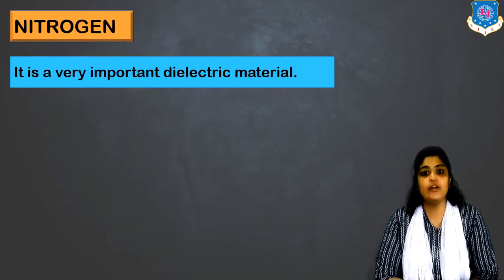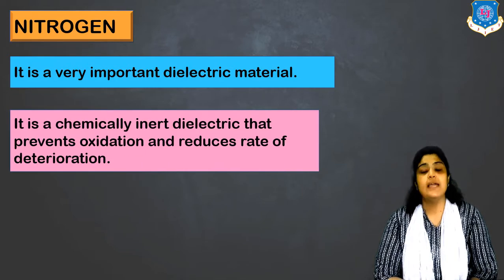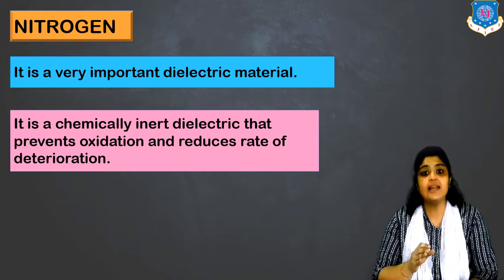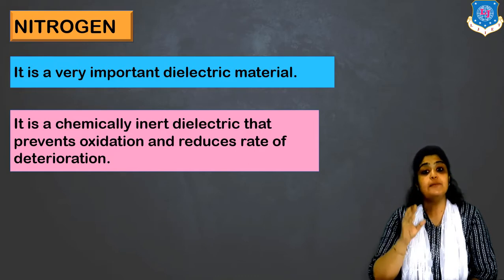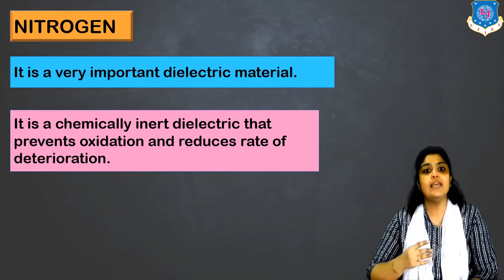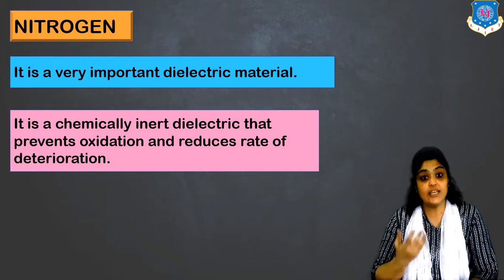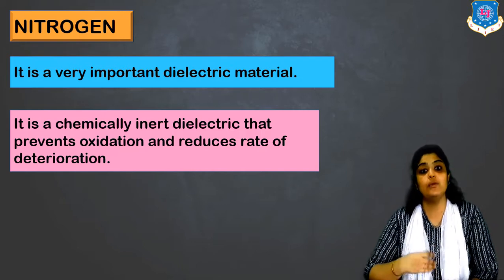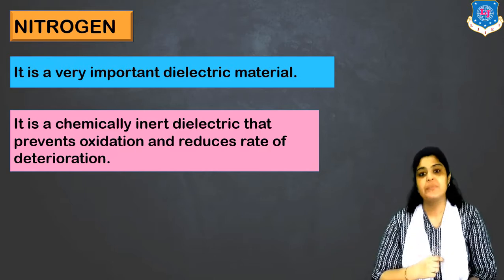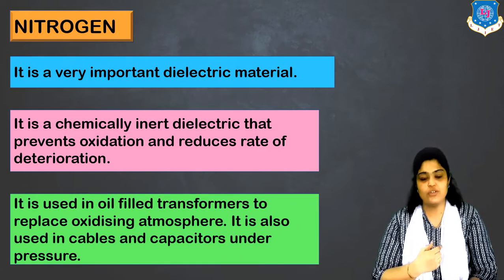It's a very important dielectric material. It is chemically inert, which has very less oxidation, and it prevents oxidation and it reduces the rate of deterioration. So it is basically, you can say, oxidation resistant and deterioration resistant because of its chemically inert nature. Let's see what are the uses of nitrogen.